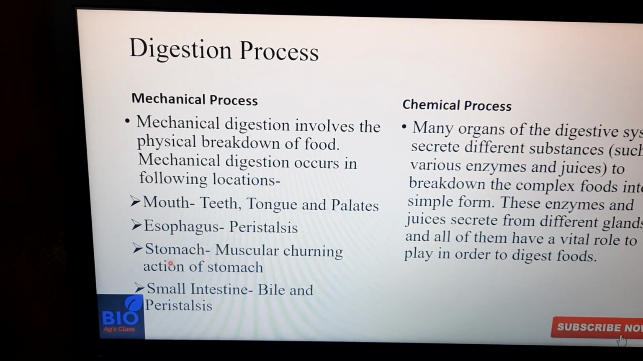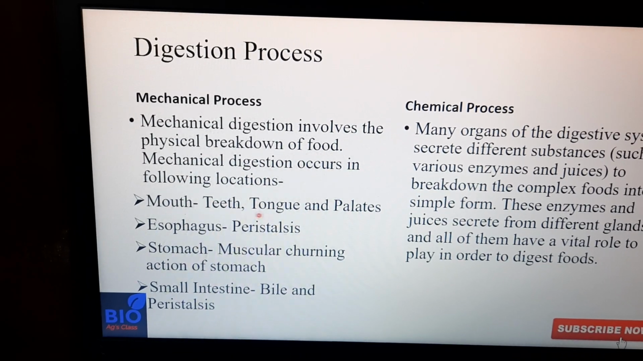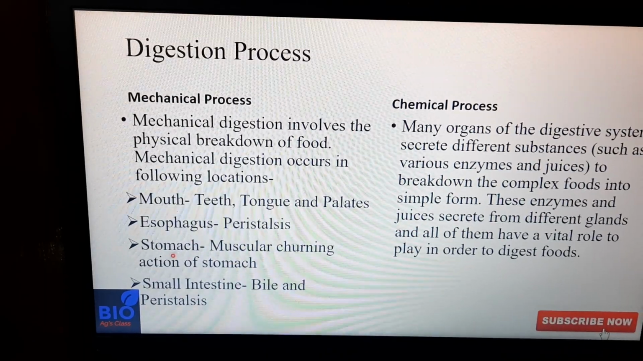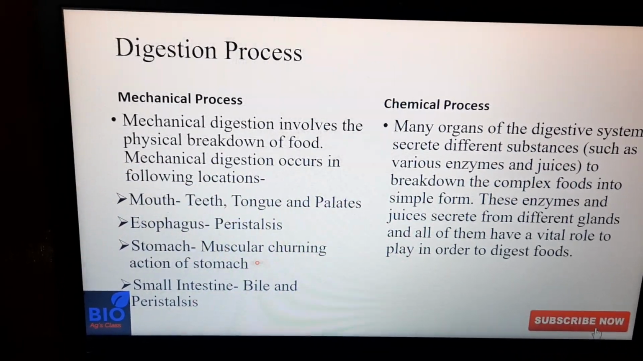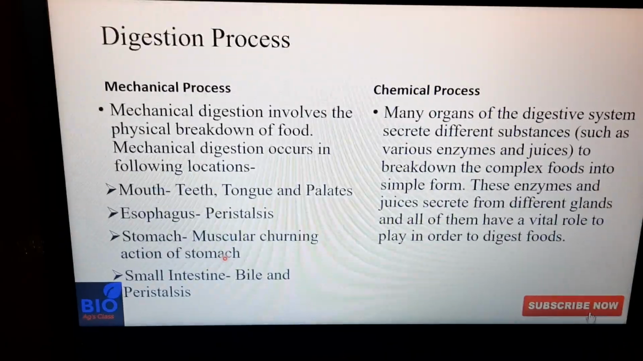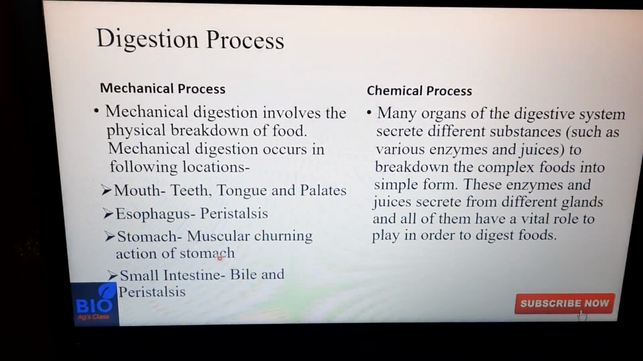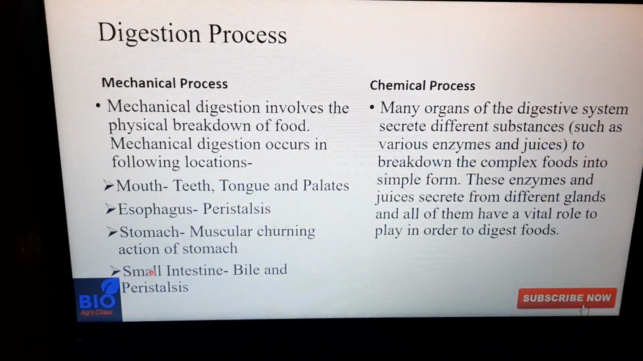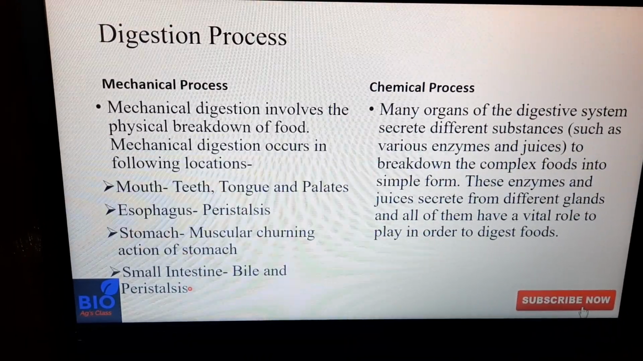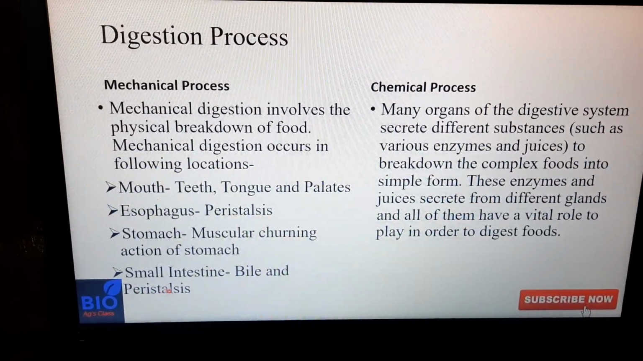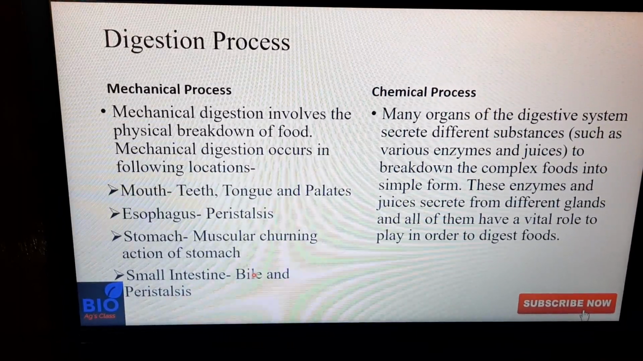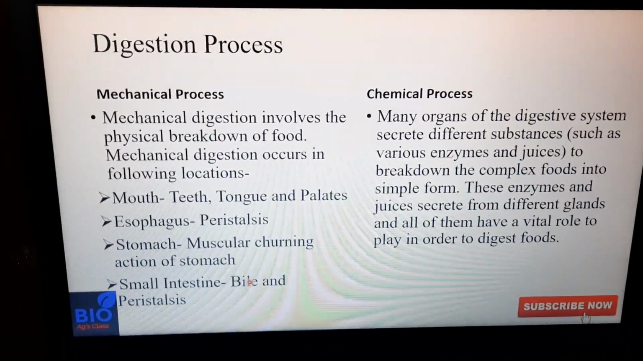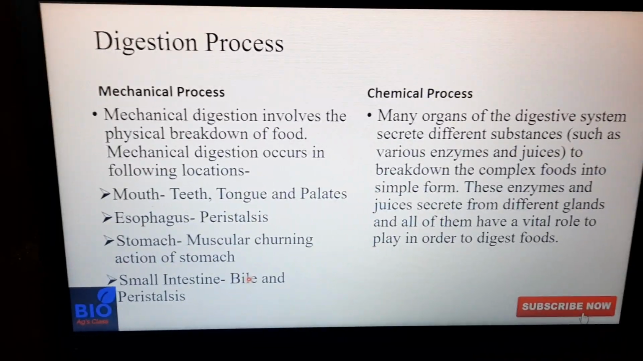So the esophagus, by doing peristalsis, breaks the foods down into smaller pieces. Then the stomach, by its muscular churning action, also breaks the foods down into smaller pieces. It's actually called chyme. And at last, the small intestine also breaks down the food by peristalsis, with the help of bile. Bile is a juice that is secreted from the gallbladder connected with our liver.